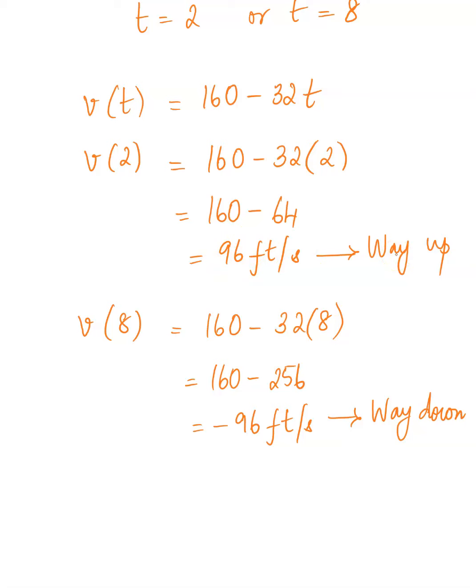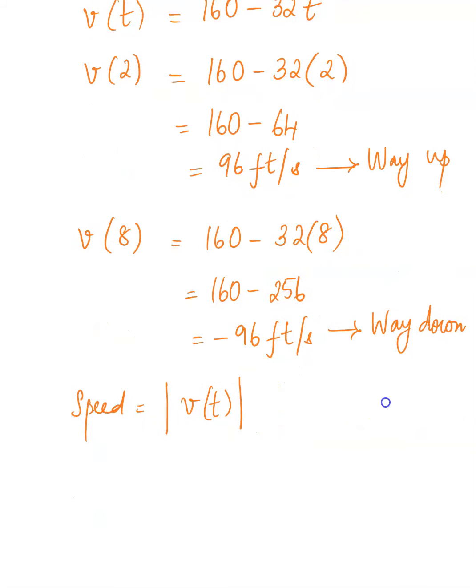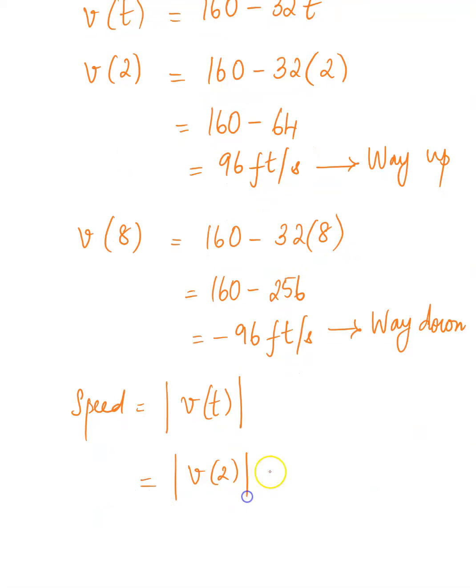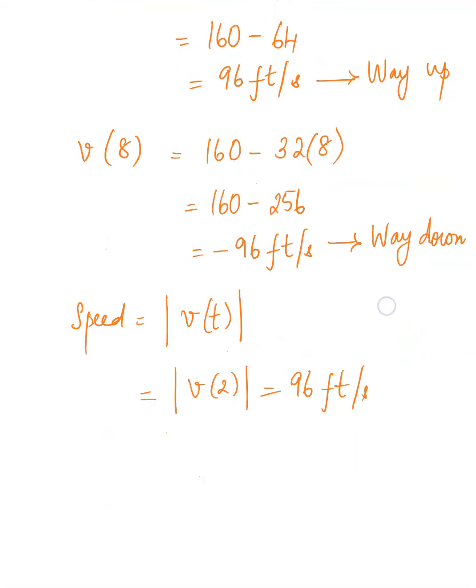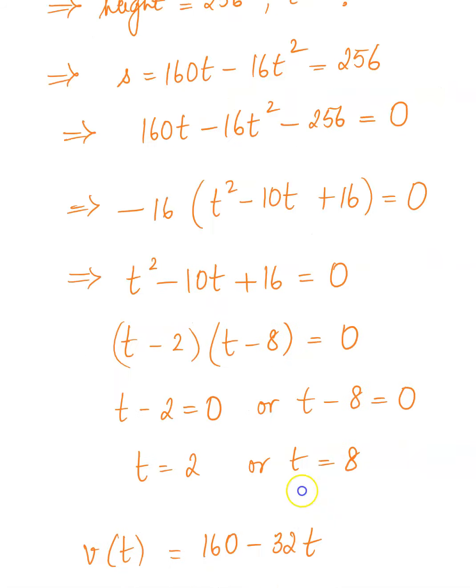Okay, and we are asked to find the speed. Speed will be the absolute value of v of t. So the absolute value of v of 2 gave us 96 feet per second, and the absolute value of v of 8 would also return a positive value of 96 feet per second. Okay, so we got these two.